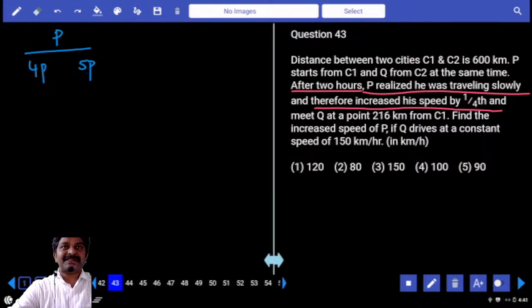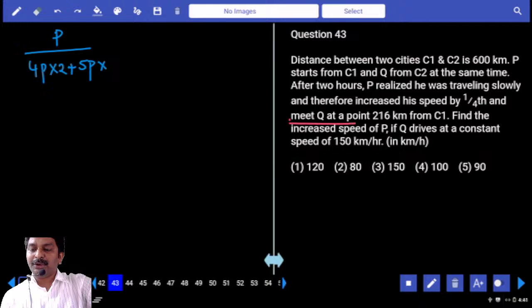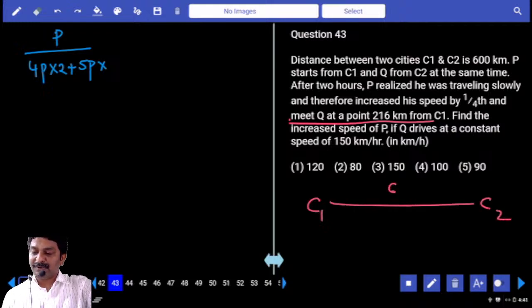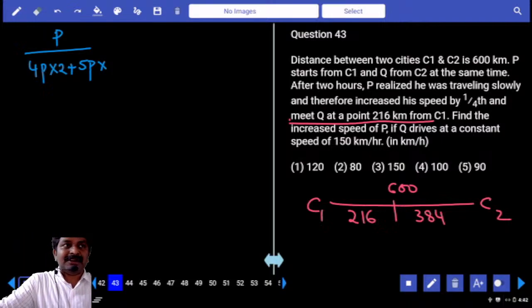With the initial speed, for how many hours is he traveling? 2 hours. With 4 parts he is traveling for 2 hours and then increases speed by 1 part. Now it is 5 parts. How much time is he moving with 5 parts? We don't know. Let's continue. And meets Q at a point 216 kilometers from C1. This is C1. This is C2. What is the total distance between C1 and C2? From C1, if they meet at 216 kilometers, the other guy traveled 384 kilometers only.